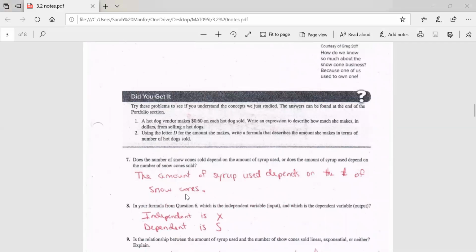Okay. So question 7 is saying, does the number of snow cones sold depend on the amount of syrup used, or does the amount of syrup used depend on the number of snow cones sold? You have to ask yourself, which one sounds better? The amount of syrup depends on the number of snow cones, right? Because if they don't sell any snow cones, then they're not going to need to use syrup. So that's why it goes like that. So if it asks you what is the independent and what is the dependent, for question 8, the independent is the number of snow cones, which is x, and the dependent is the amount of syrup, which is the variable S.